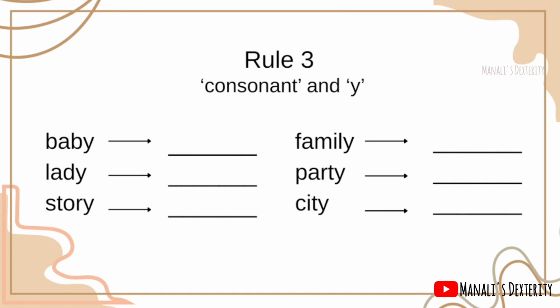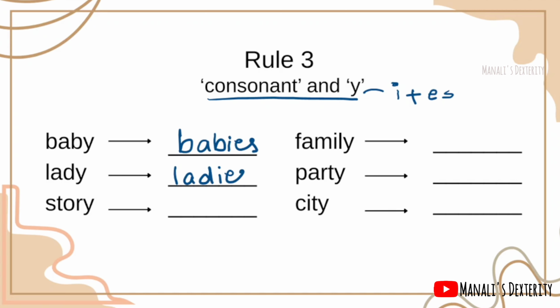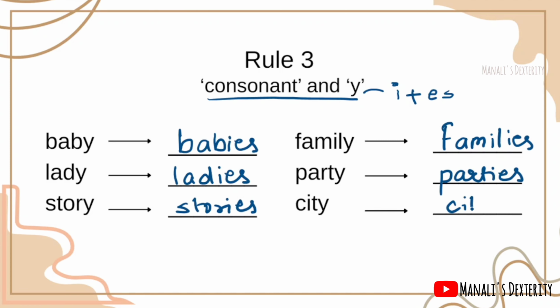Rule 3. Whenever a word ends in consonant and y, we have to change y to i and add es. Just like in words baby, babies, lady, ladies, story, stories, family, families, party, parties, city, cities.